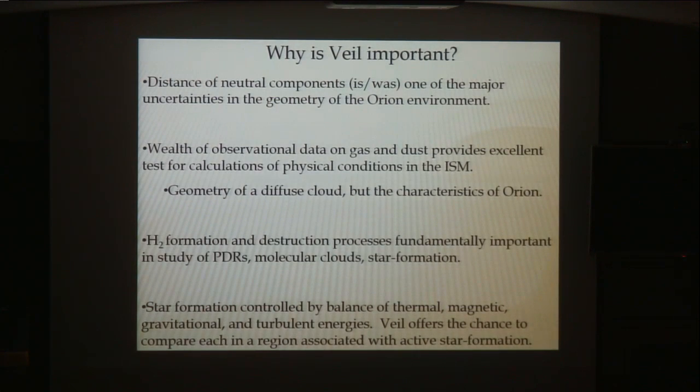Now, the veil is important for a couple of reasons. One is that the distance of the veil clouds from the Trapezium to wherever this veil is located is one of the more uncertain geometrical entities within the Orion complex. And I have an "is/was" here. I'm going to highlight the "was" part, because in this presentation I'll show you how, as a result of computational modeling combined with the wealth of observations we have of the veil, we now have a much tighter constraint on how far away these neutral layers are before you get smacked by them.